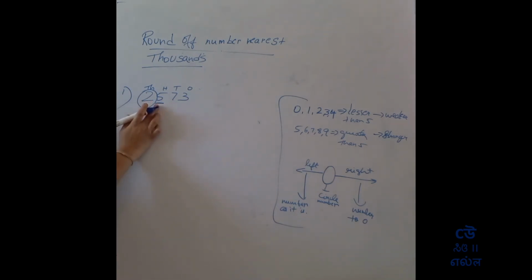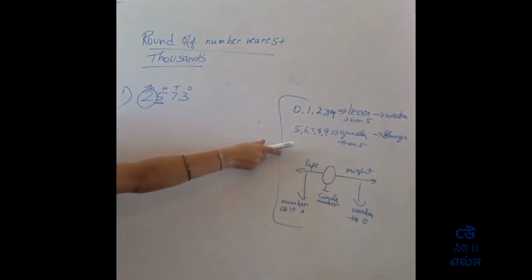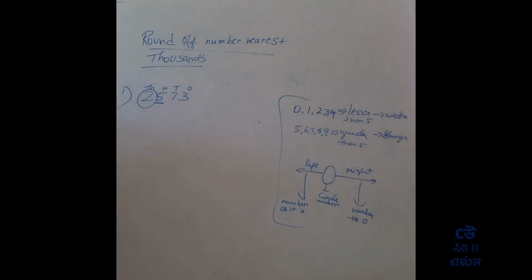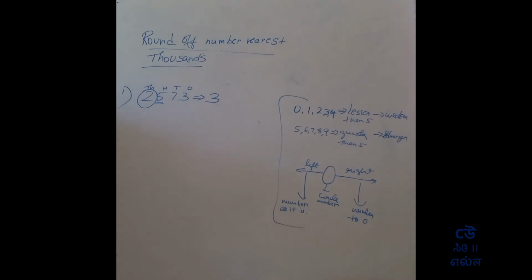We have the hundreds place value, that is 5. So is 5 a stronger number or a weaker number? It belongs to greater than or equal to 5, that is a stronger number. So if it is a stronger number, we have to increase the number in the circle's place by one. So if you increase 2 by one, it will become 3. Next, the remaining right hand side numbers, what should we do? We have to write them as 0.